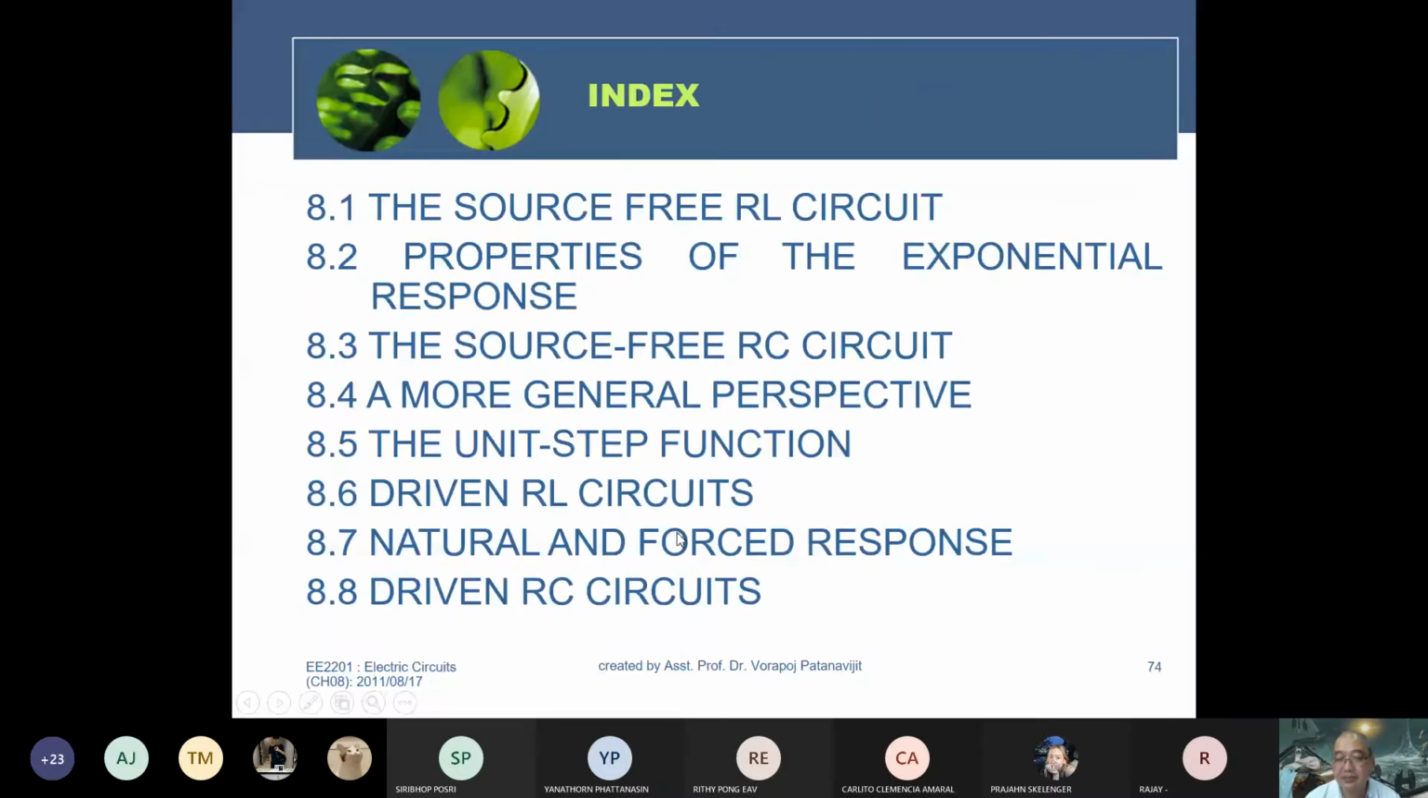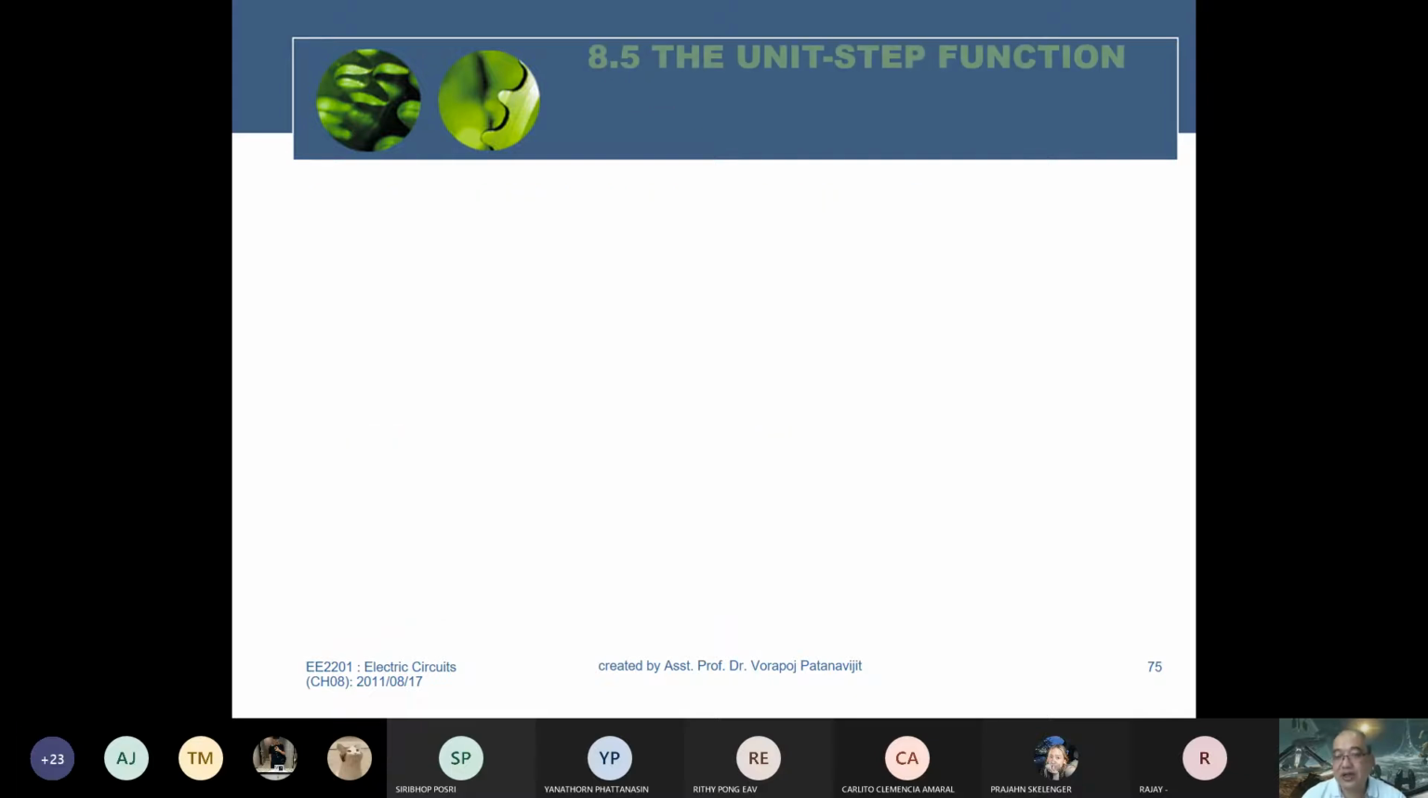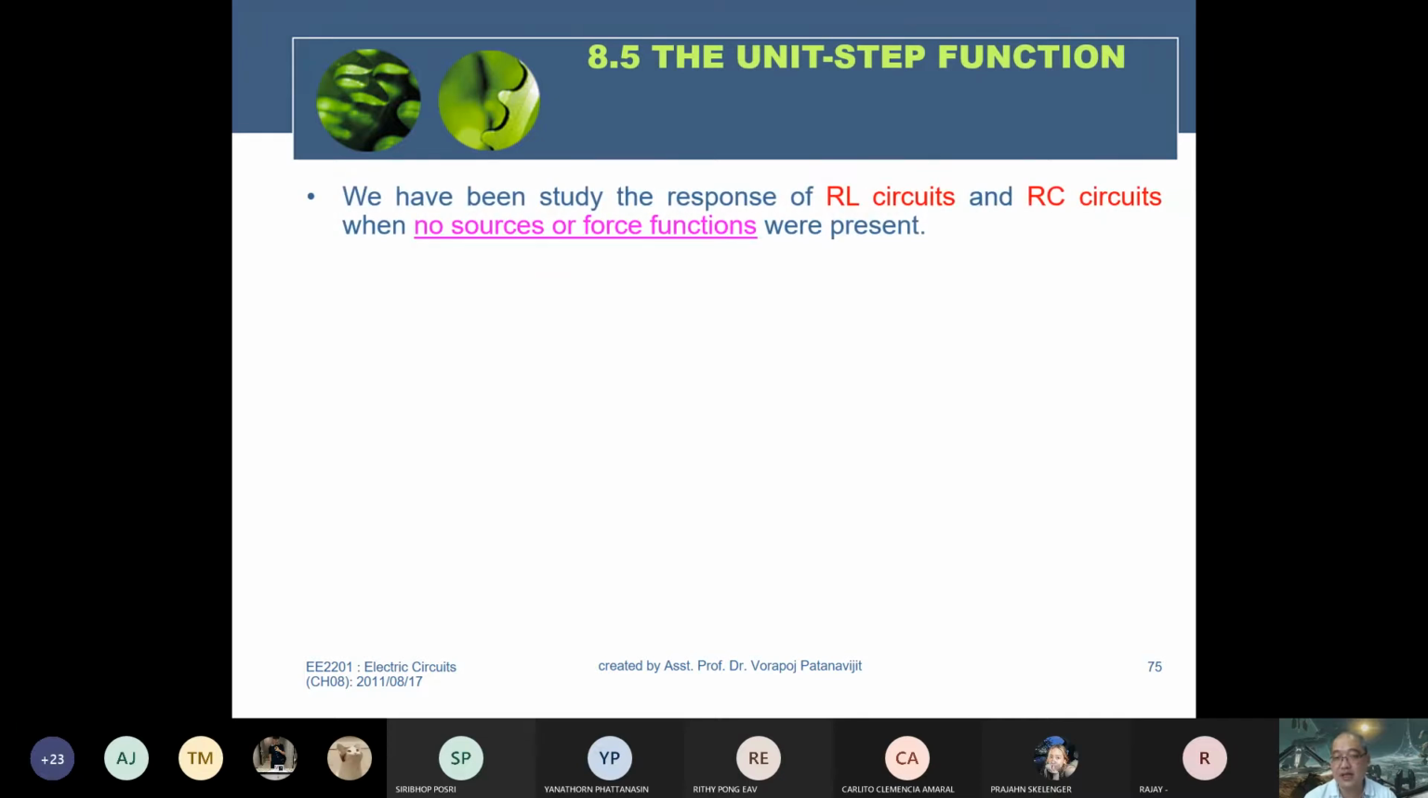The next step is the unit step function. For this lecture, we will concentrate on the unit step function and the driven RL circuit. What about the unit step function? All the first four topics that I taught you are source free. Source free means the circuit was driven by a source for a long time.